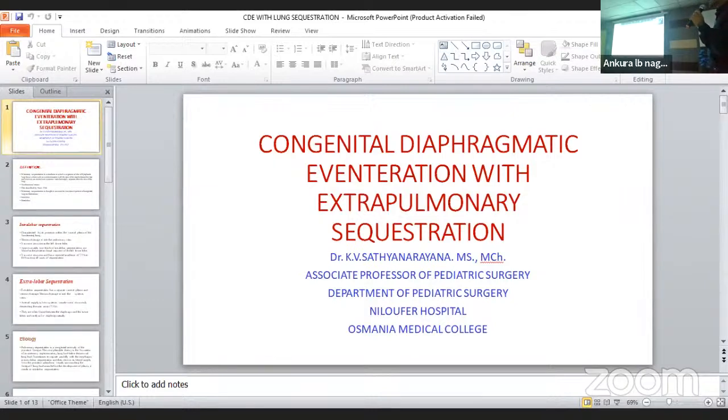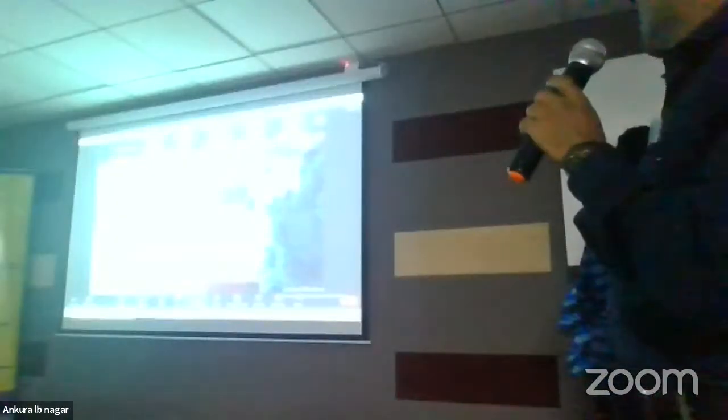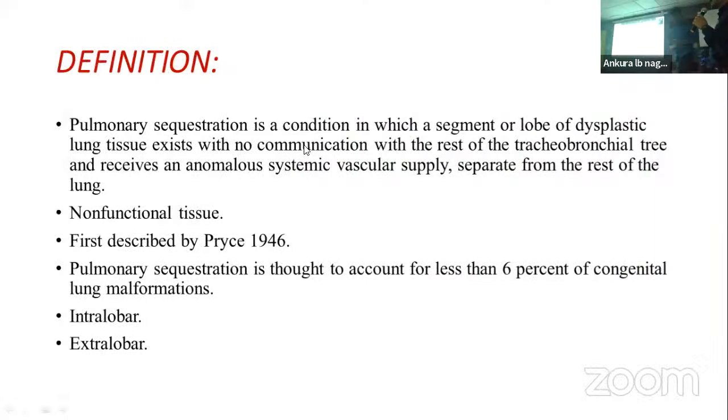By definition, pulmonary sequestration is a condition in which a segment or a lobe of dysplastic lung tissue has no communication with the rest of the tracheobronchial tree and receives an anomalous systemic vascular supply separate from the rest of the lung. It is usually non-functional tissue and was first described by Price in 1946. Pulmonary sequestration is thought to account for less than 6% of congenital lung malformations. It is of two types, intralobar and extralobar.